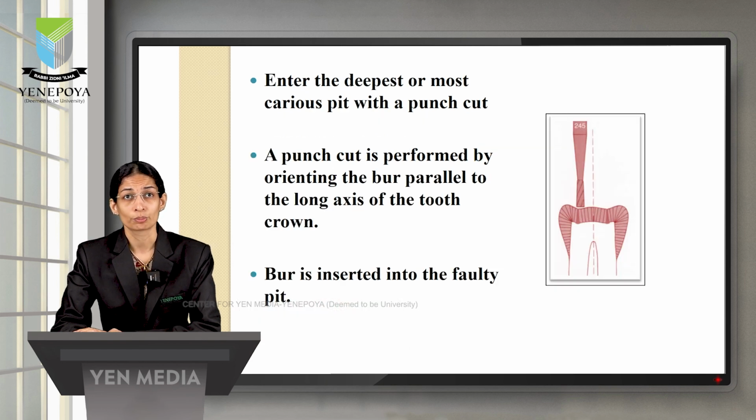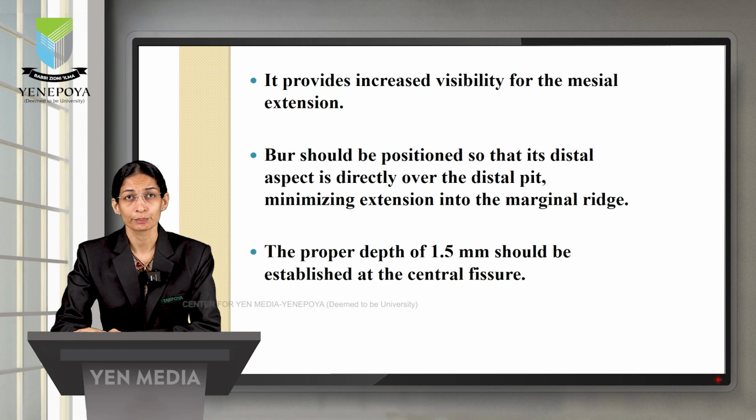Enter the deepest or most carious pit with a punch cut. A punch cut is performed by orienting the bur parallel to the long axis of the tooth crown. The bur is inserted first into the faulty pit. It provides increased visibility for the mesial extension.